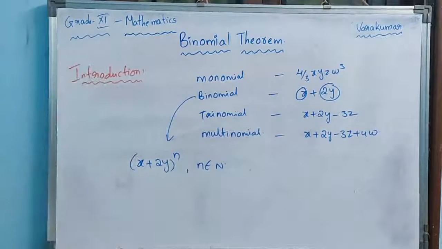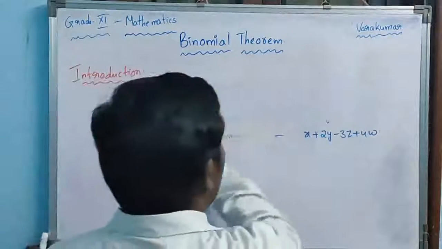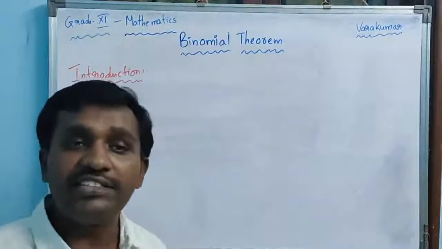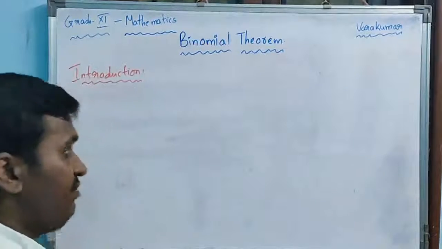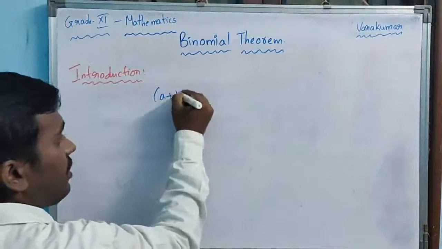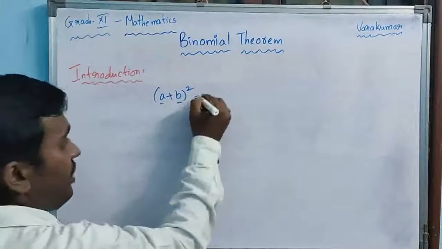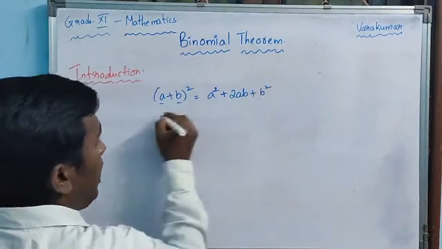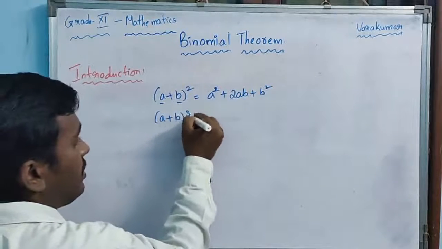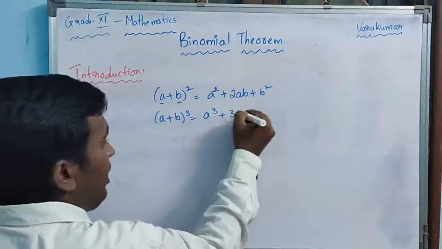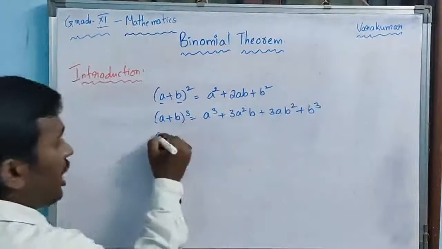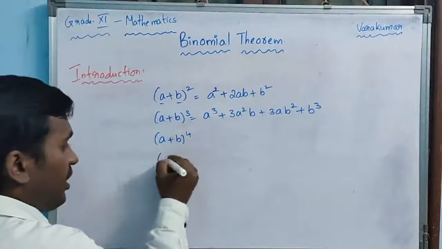Let us see how the binomial theorem occurs and where we have seen it. Knowingly or unknowingly, we have learned it in our earlier classes, like 8th, 9th, 10th, 11th standard. See, a plus b whole square. Here there are two terms, and the familiar expansion is a square plus 2ab plus b square. Similarly, a plus b whole cube is a cube plus 3a square b plus 3ab square plus b cube. Similarly, you can do a plus b whole power 4, a plus b whole power 5.